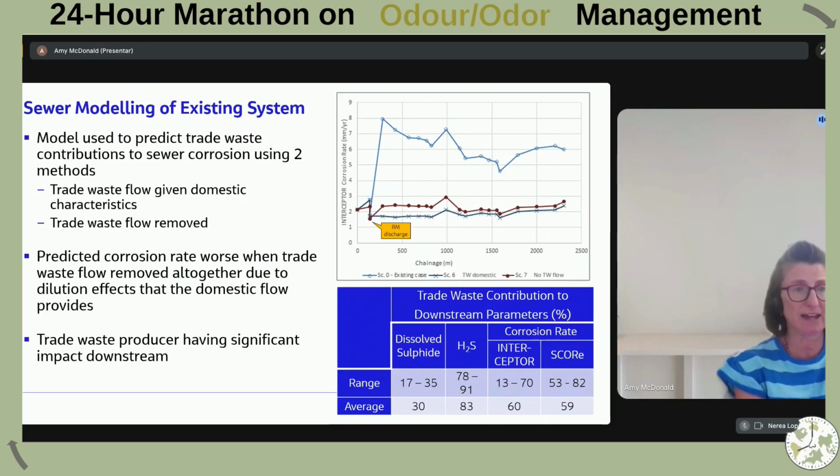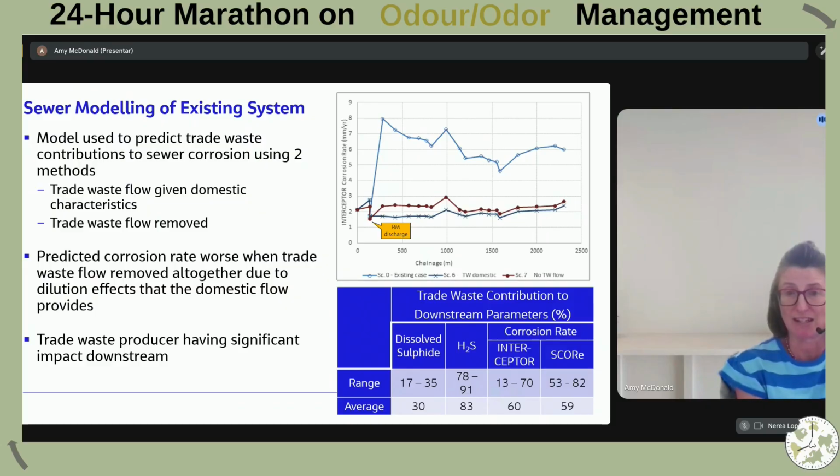The reason that putting the trade waste in as domestic flow had the lowest corrosion rate predicted was because this allows for some dilution, whereas removing the trade waste flow altogether doesn't do that. What we found was that the trade waste producer had a significant impact downstream and accounted for about 30% of the dissolved sulphide, 83% of the H2S, and 60% of the corrosion.